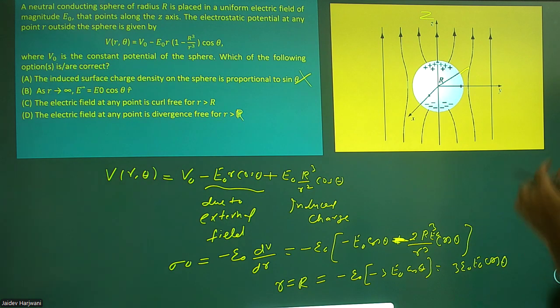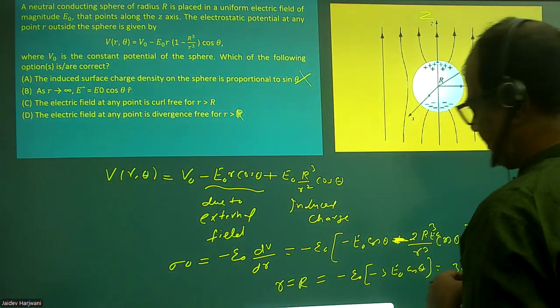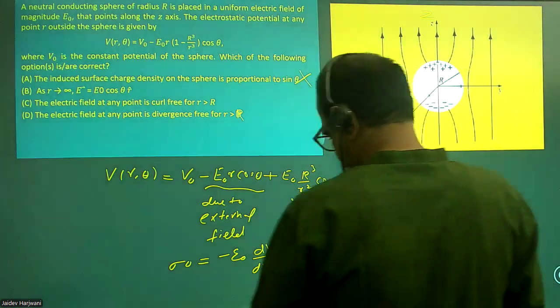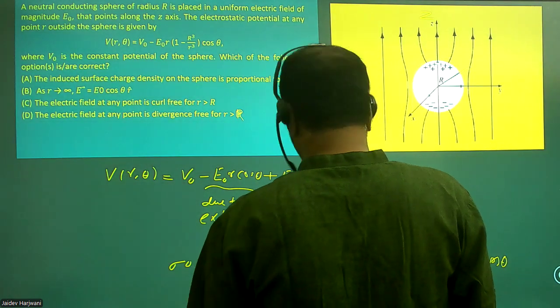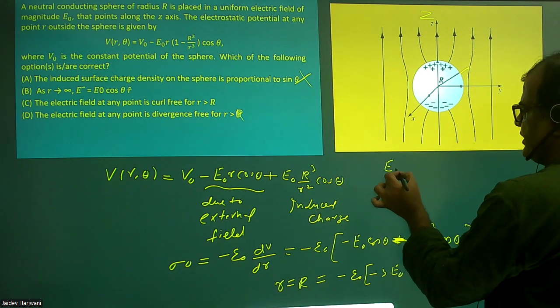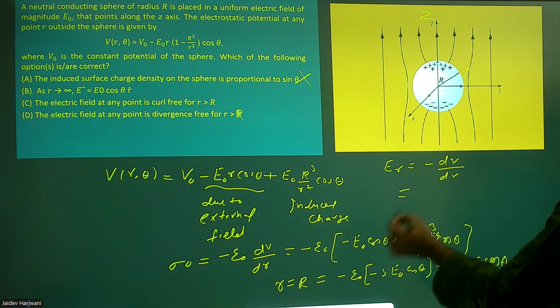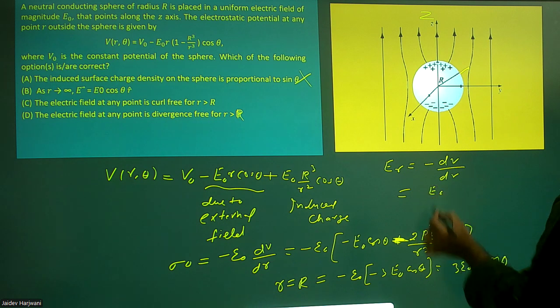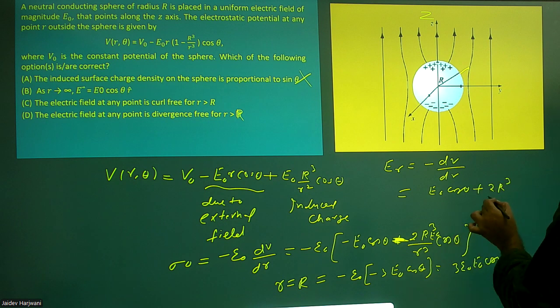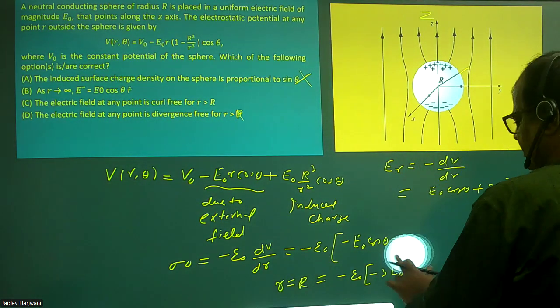Let us go for the second option: as r tends to infinity, E is E naught cos theta r cap. Let us first calculate the electric field. I have already calculated the r component, E r equals minus del V by del r. So E r is E naught cos theta plus 2 R cubed upon R cubed E naught cos theta. This is the total component of the electric field in the r cap direction.